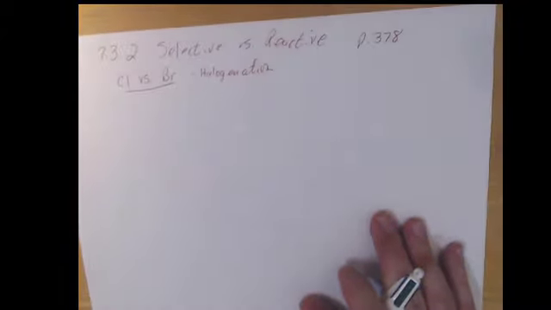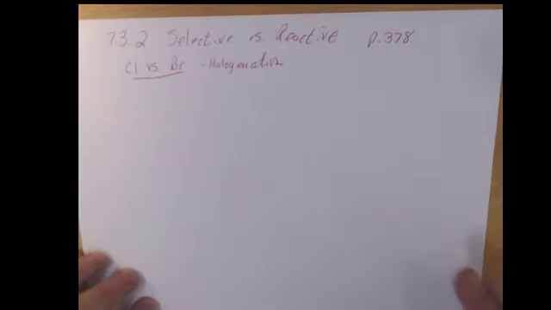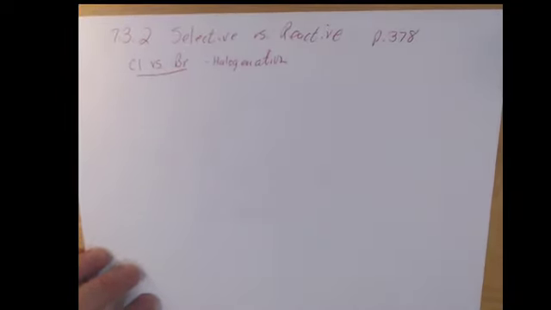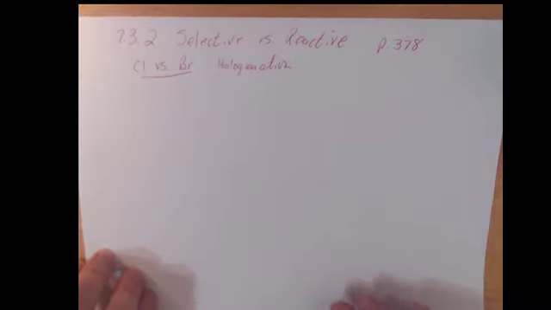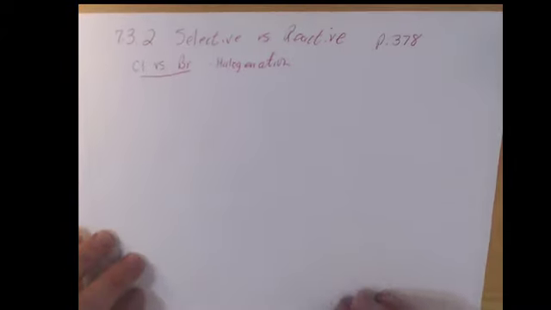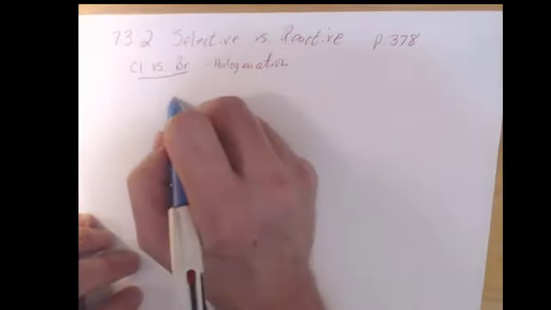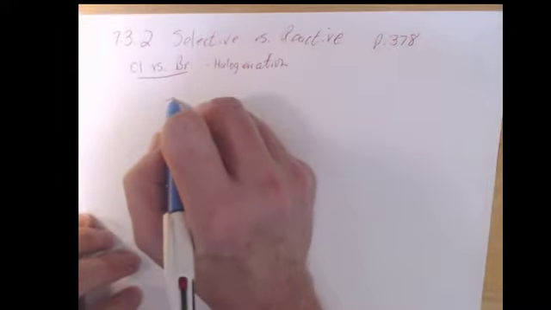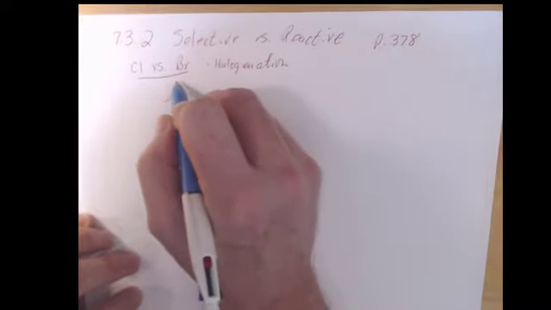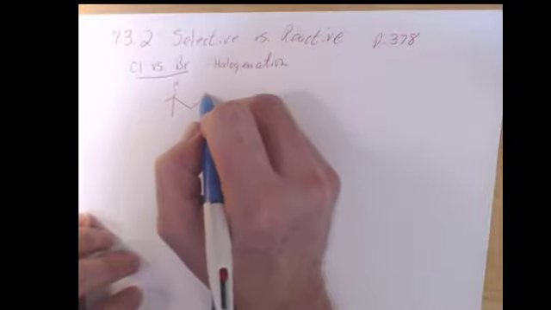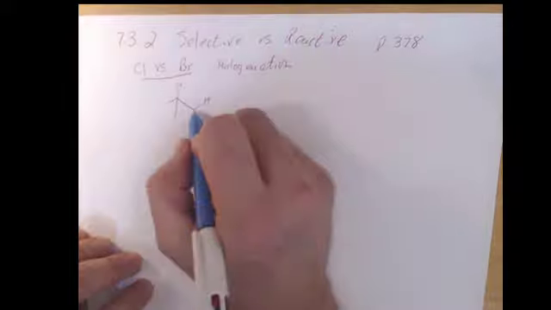We'd seen this already. This is now section 7.3.2, considering selective versus reactive species. And we'd seen this in halogenation. So let's consider a simple system. We have tertiary and primary hydrogens in this system.